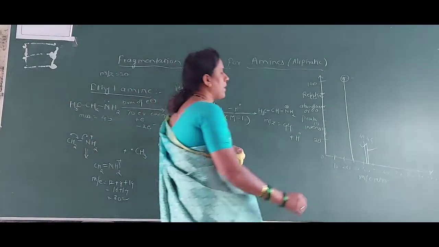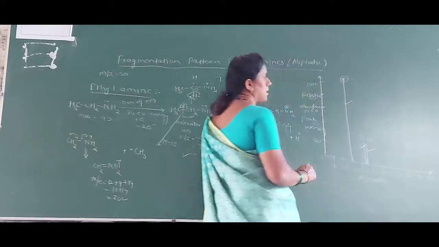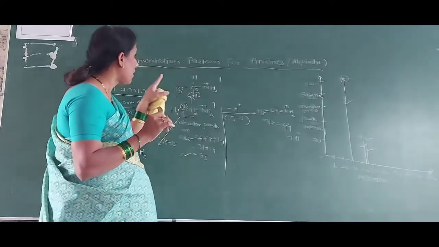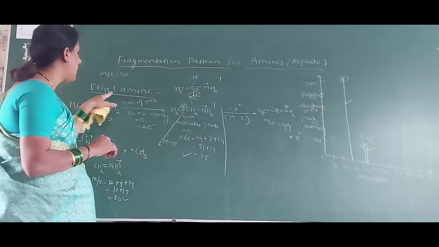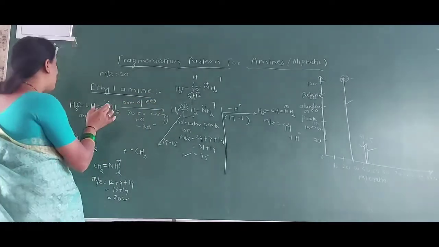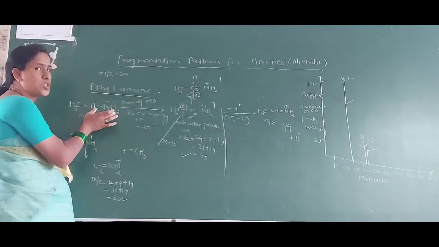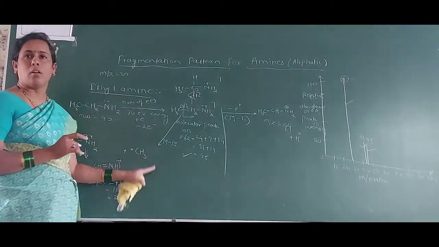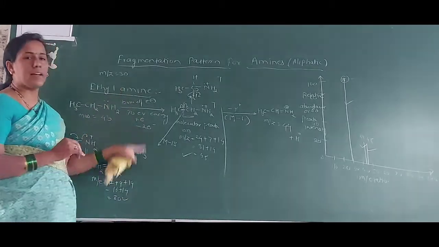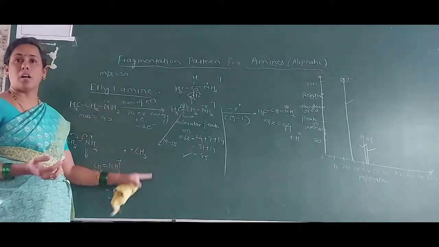In this way, you can analyze all the peaks in the amines, clearly in the primary amine. Whatever be the group, primary amine is of CH2, NH2. Okay. Do all of you understand this? Now we will take the other examples for your simplicity.